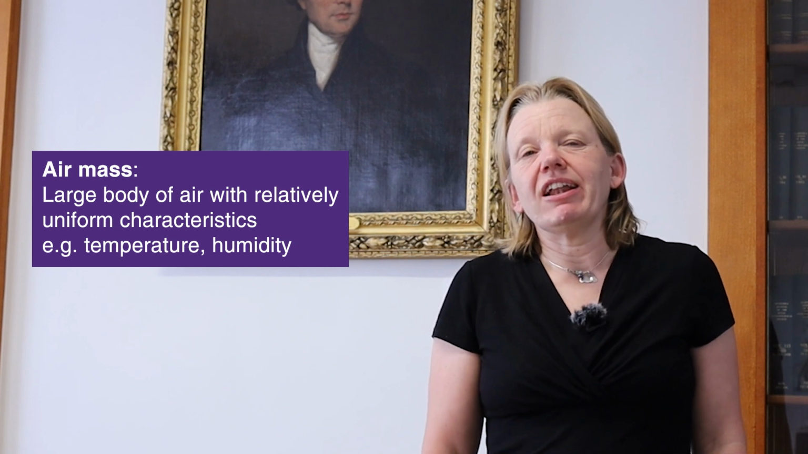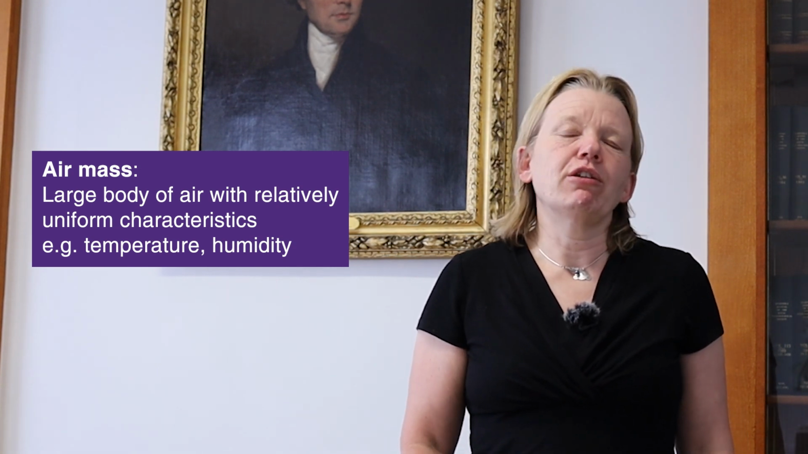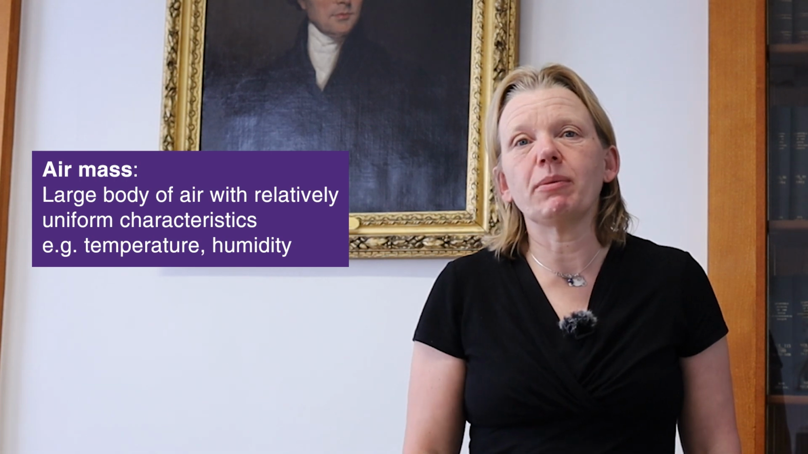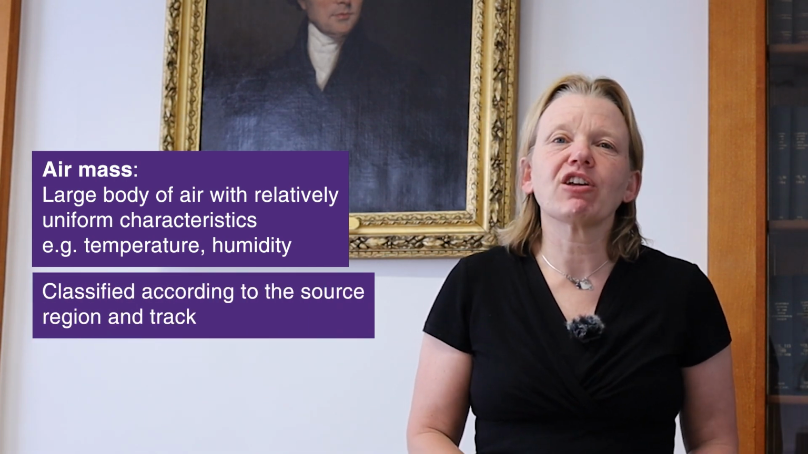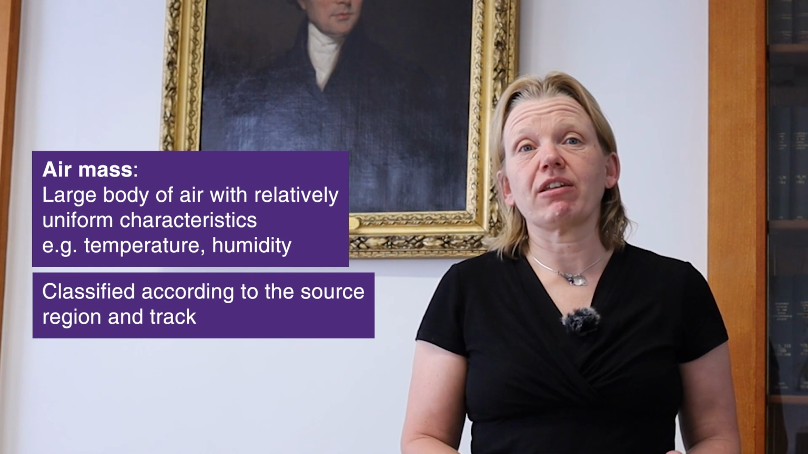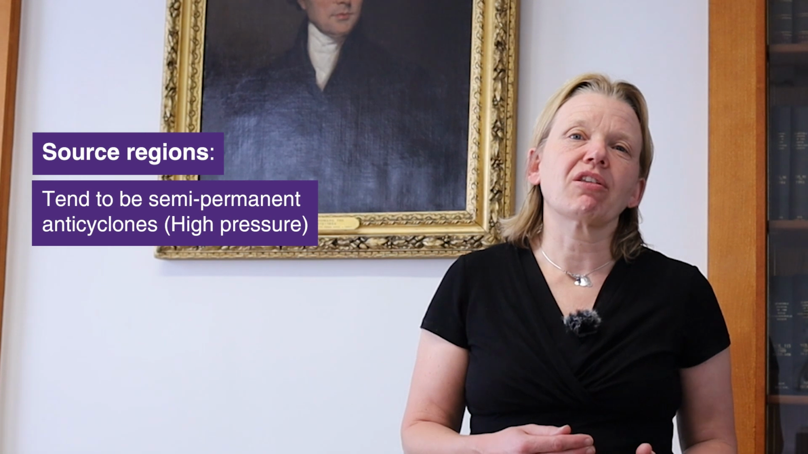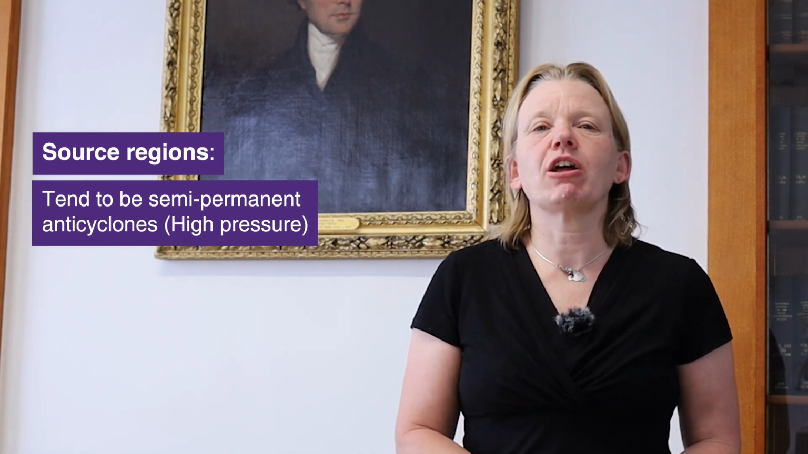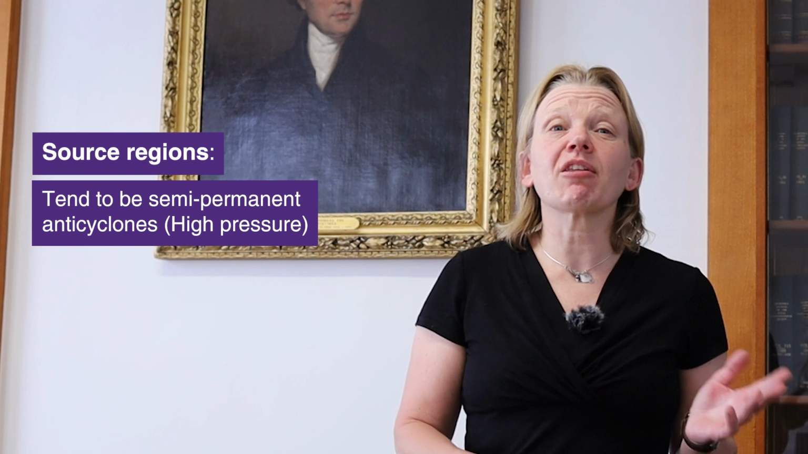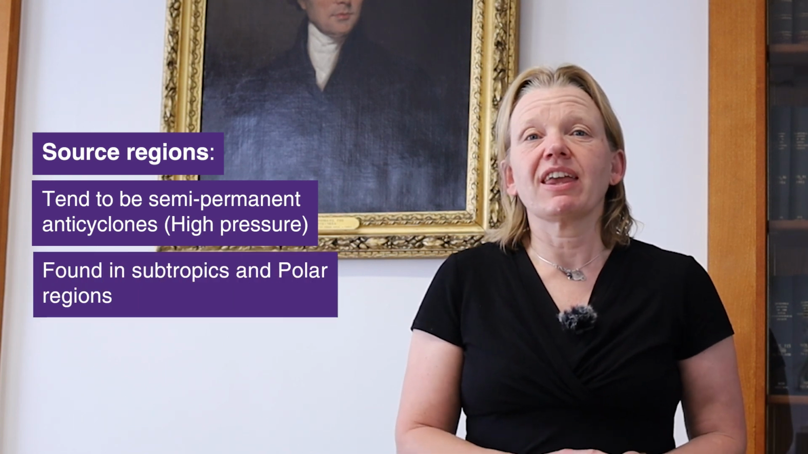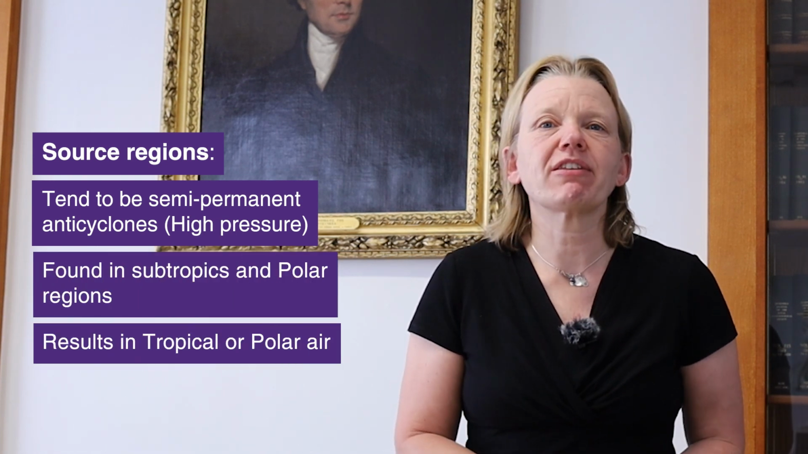An air mass is a large body of air with relatively uniform characteristics such as temperature and humidity. Air masses are classified according to their source region and their track. The source regions tend to be semi-permanent anticyclones associated with the sinking regions of the global atmospheric circulation in the subtropics and in the polar regions, giving us tropical air or polar air respectively. Air masses acquire their characteristics by contact with the underlying surface in the source region and the surface they pass over before reaching the UK.